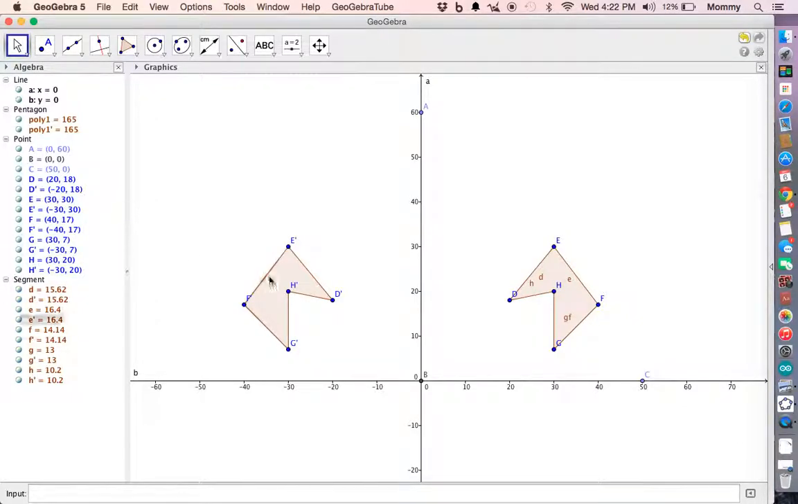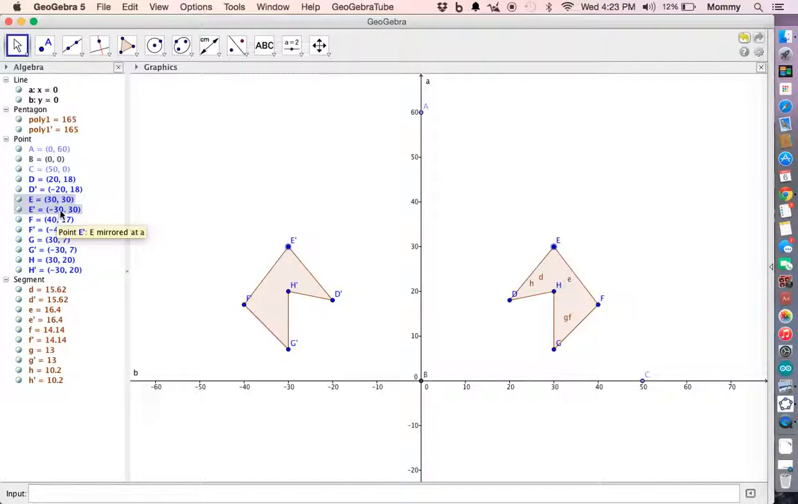The reflected object, they have the same point names, but you'll notice this little tick mark, like an apostrophe, that's called prime. So point E and point E prime are the same points, corresponding points on the shape. So in the original, the point was 30, 30.